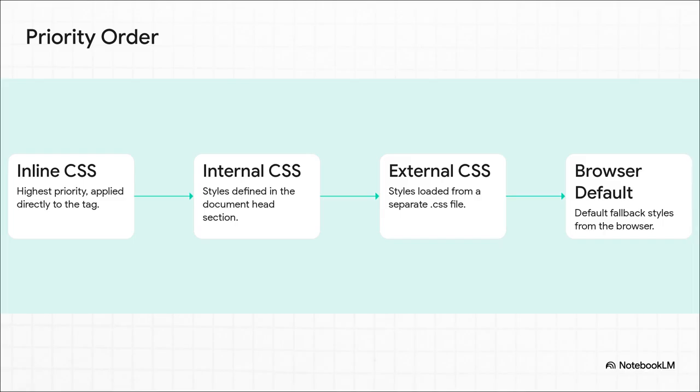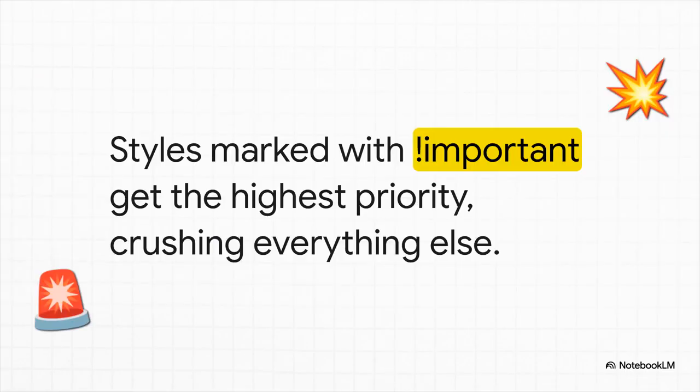At the very bottom, you have the browser's default styles. Above that, you have external CSS files. Beating those are the internal CSS styles we just looked at. And sitting at the very top of the throne is inline CSS. If a paragraph is being told to be green by an internal style sheet, but you drop an inline style right on the tag telling it to be blue, the inline style is going to win and overwrite it every single time.